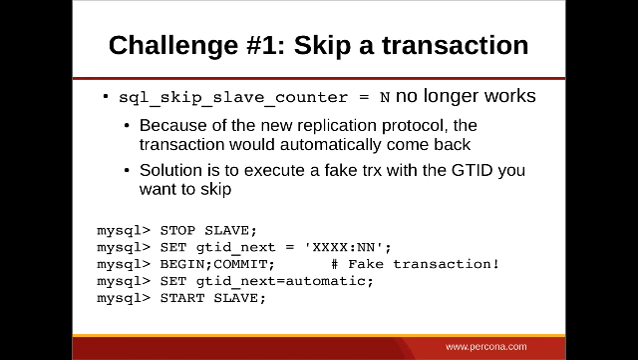So how to execute that fake transaction? You stop slave, then you set GTID_NEXT to the GTID you want to skip. You run an empty transaction, so begin, commit, and then you set GTID_NEXT equals AUTOMATIC, and you can restart the slave. And that's how you can skip a transaction.